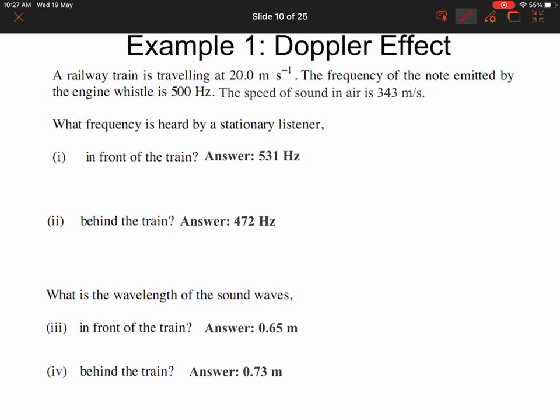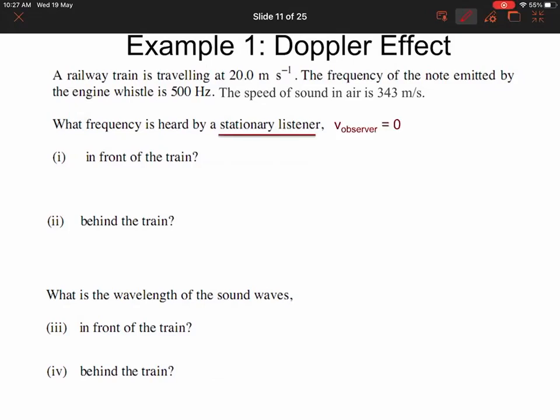Okay, so let's try to decipher the question and then look at the solutions. It says here that the listener is stationary. So that means that the speed of the observer is zero. Okay, that will simplify the equation.